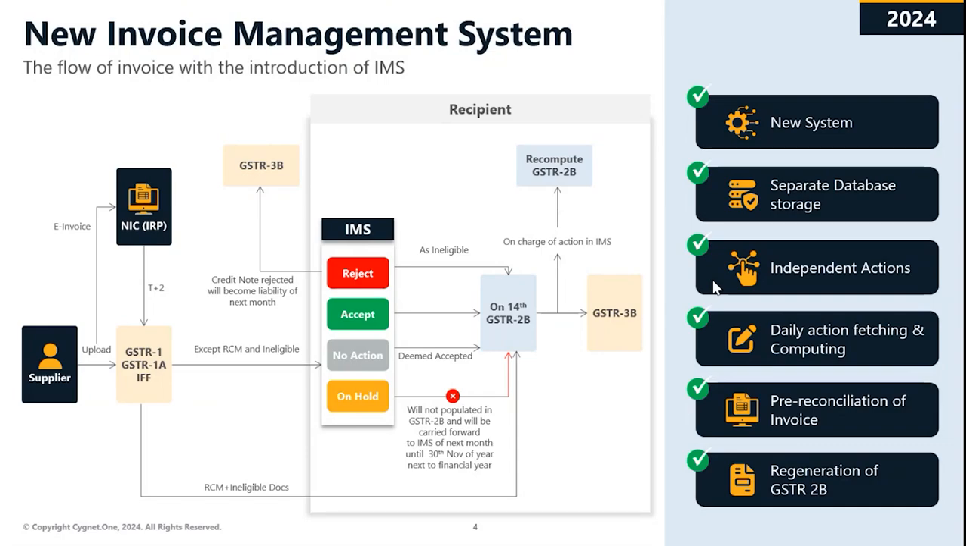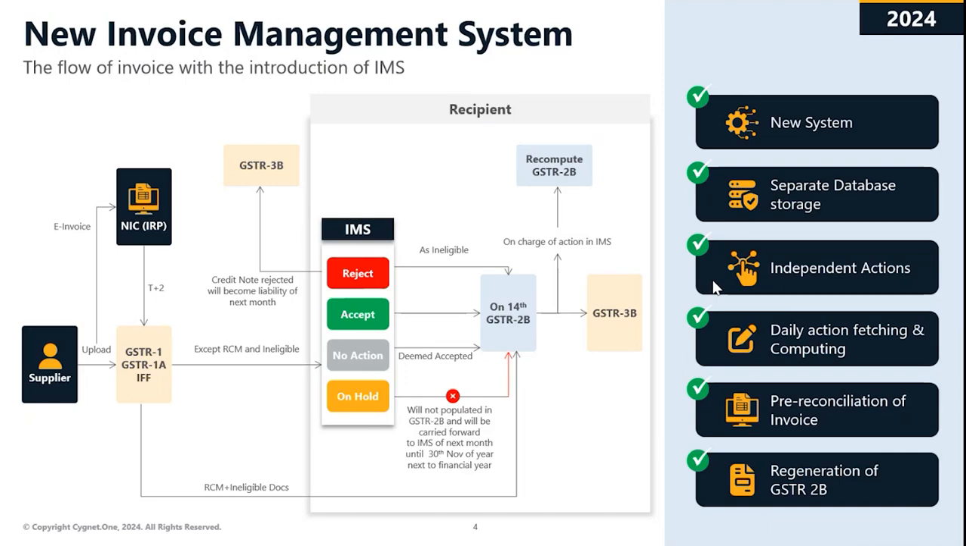So 2A means that data will continue to flow, and the actions we are taking have no impact on 2A. Yes. 2A is there only as a facilitation as of now, because as per the law, section 16(2)(aa) says that whenever a transaction is uploaded and it is appearing in your 2B, only then can you take the credit. 2A is a dynamic form. It keeps getting populated on the basis of returns filed by your supplier. So IMS does not have any impact on GSTR 2A.